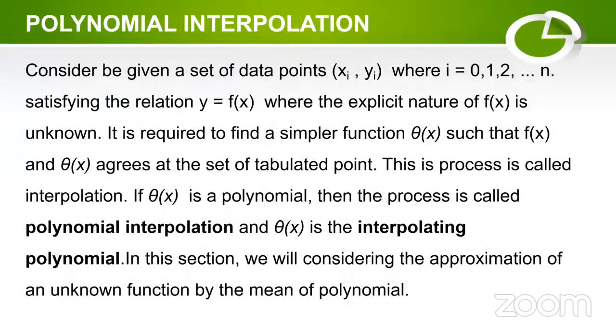Here we'll be talking about polynomial interpolation. We are considering a given set of data points, xi, yi, where our i ranges from 0 to n, certifying that the relation y is equal to function f of s. Here the f of s is not explicitly stated. That means we don't know the equation of the function f of s. It is required that we find a simpler function, let's say theta of s, such that our f of s and theta of s agree at a set of tabulated points.